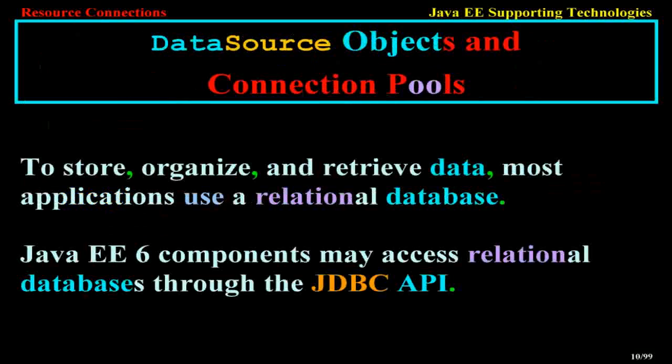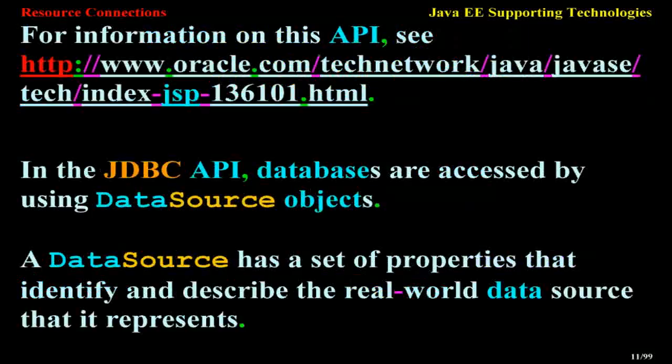Data source objects and connection pools. To store, organize, and retrieve data, most applications use a relational database. Java EE 6 components may access relational databases through the JDBC API. For information on this API, see the Oracle Technology Network Java JDBC page.